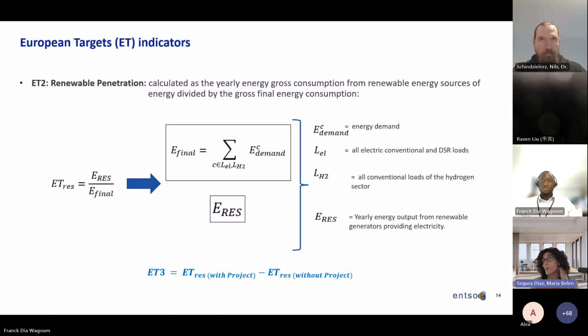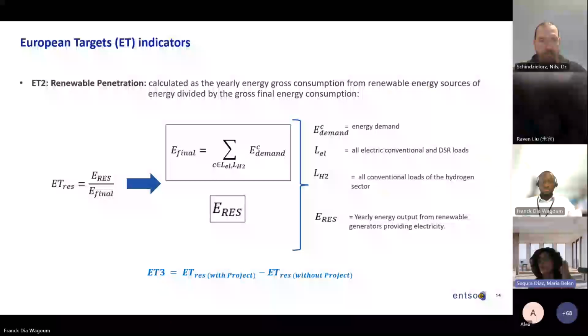we can see the third European target indicator proposed in these guidelines, the renewable penetration one, which is calculated as the yearly energy gross consumption divided by the final energy consumption. The final energy consumption is the same as we have previously defined in the slide that we have just commented, and the energy gross consumption is the yearly energy output from renewable generators providing electricity.